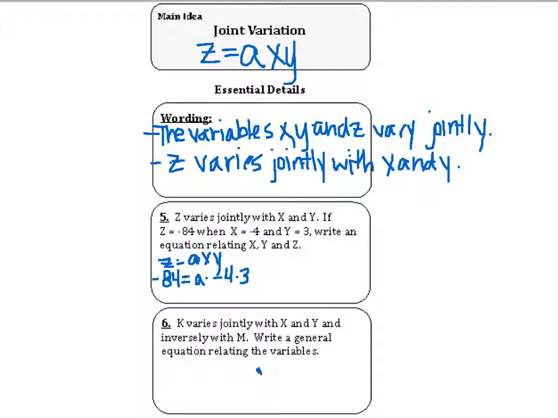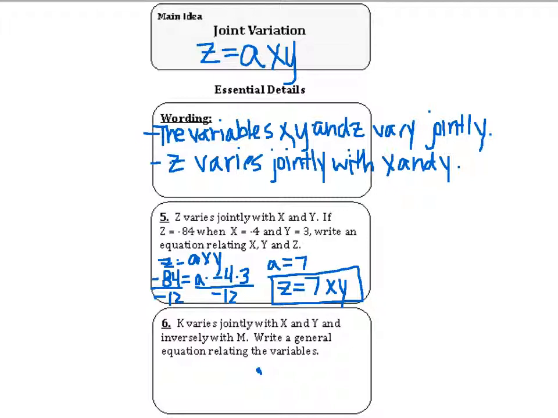Write an equation relating x, y, and z. So again, we've got to solve for a here so that we can write our equation. And to get a alone, I'm going to have to divide both sides by what's next to a. Negative 4 times 3 is negative 12, so I'll divide them both by negative 12. So a equals 7. So my equation, I'm going to keep my z here. Instead of a, I'm going to plug what I found. I found 7. So z equals 7 times x times y. And there's my answer. I found my a value, and then I wrote my equation.